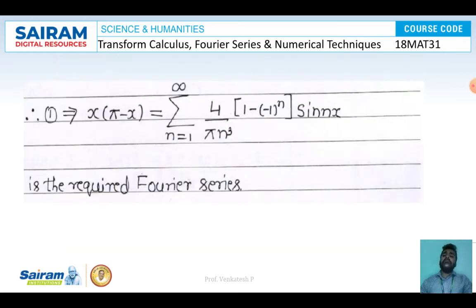So now I am going to replace this bn value in equation number 1. So we got x into pi minus x is equal to summation n from 1 to infinity 4 by pi n cube into 1 minus minus 1 power n into sin nx is the required half-range Fourier sine series for the given function x into pi minus x.